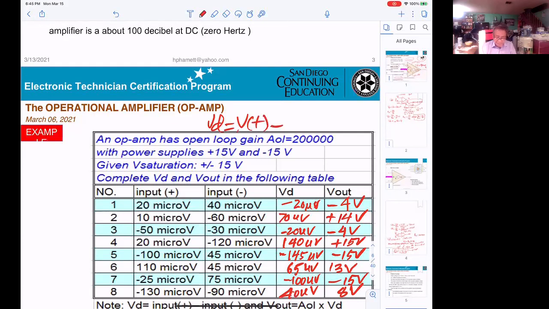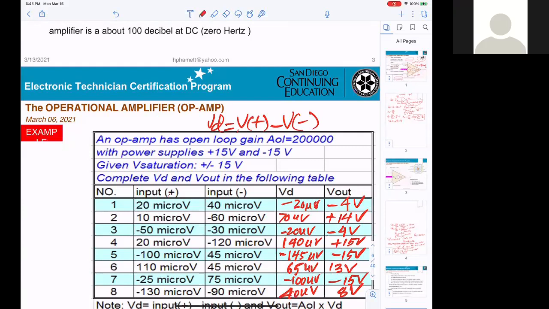Minus VF negative. So the first one, you get 20 at the input positive, and you minus to 40. Okay, got it. Okay? Yeah, okay. Make sure it's clear for everyone. It's not hard to do. Okay, thank you. You're welcome.